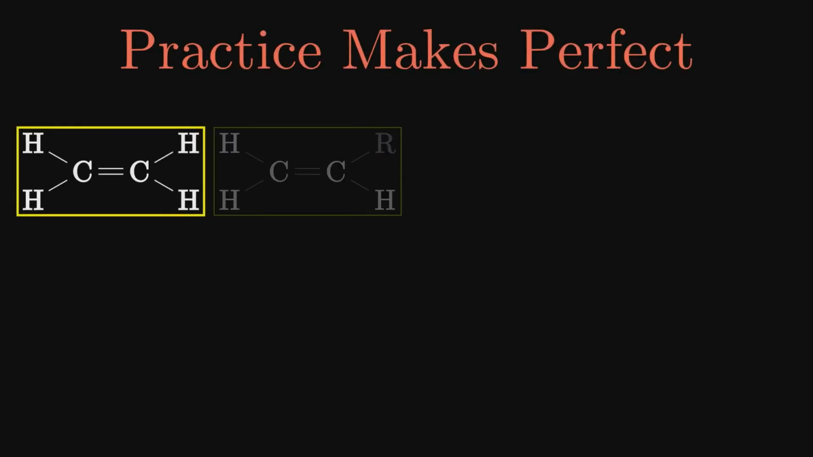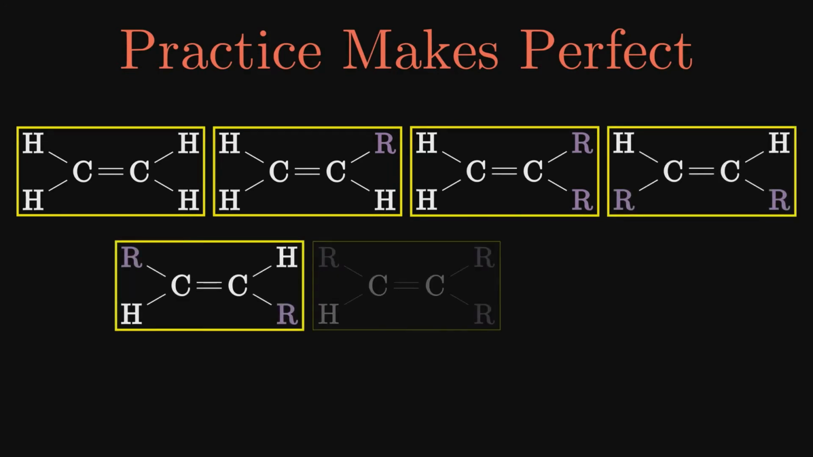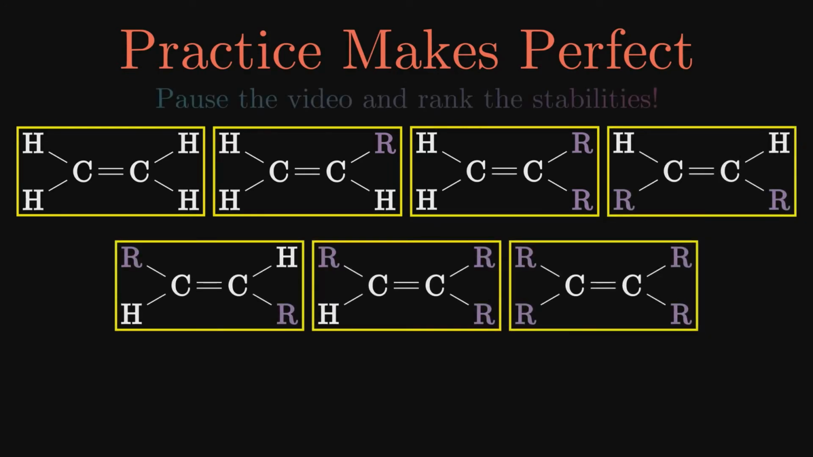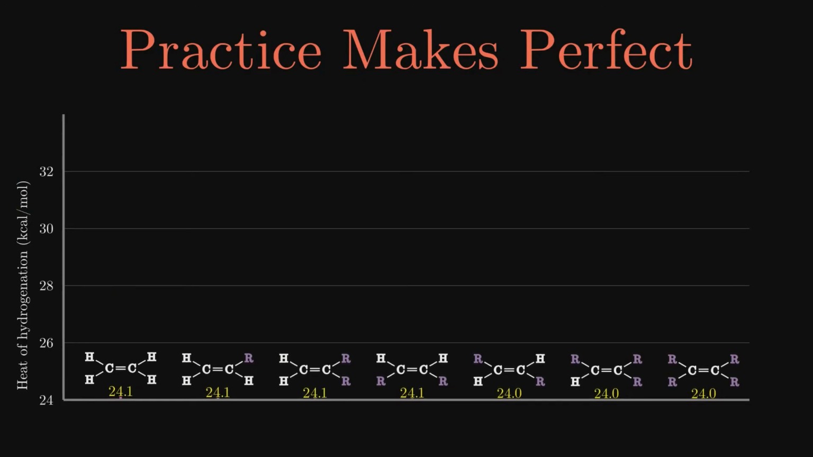Armed with that information, here are 7 structures for alkenes with the letter R representing an alkyl group. Given what you know now, try and rank them from most to least stable. The higher the alkene moves up the graph, the less stable it is.